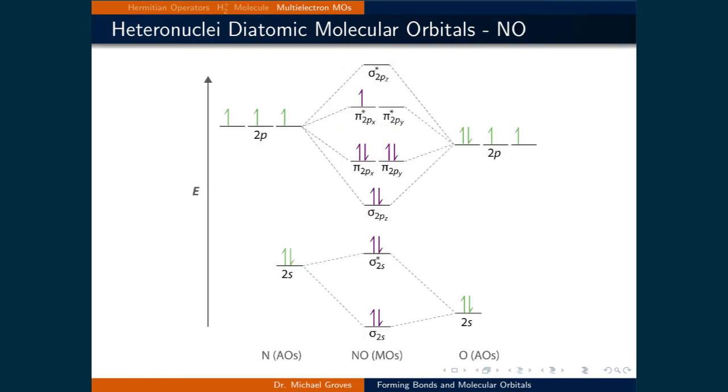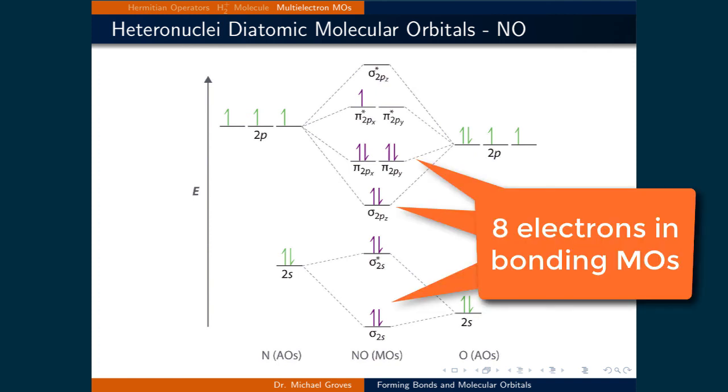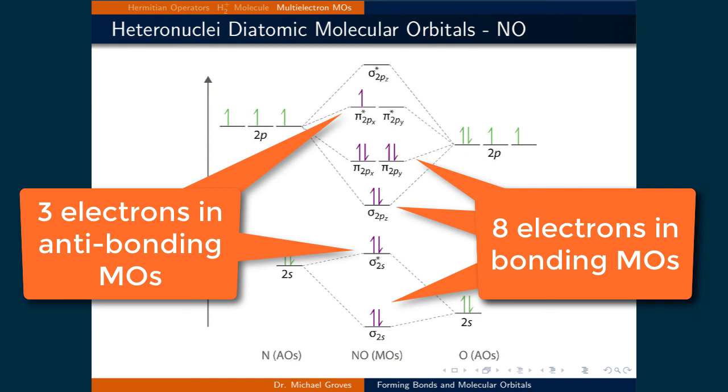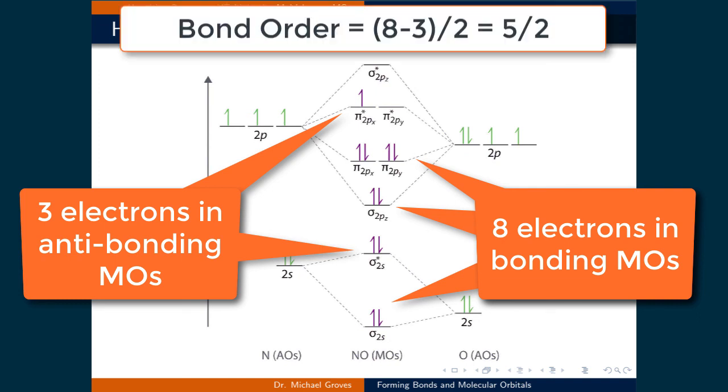One final example, we can look specifically at the molecular orbital diagram of NO. The energy of the bonding molecular orbitals for this molecule follow more closely the atomic orbitals of the more electronegative atom, in this case being the oxygen. The energy of the antibonding molecular orbitals follows more closely the atomic orbitals of the less electronegative atom, in this case, nitrogen. We can also determine a bond order from this molecular orbital diagram. There are 8 electrons in bonding orbitals and 3 electrons in antibonding orbitals. This means the bond order is 5 halves, implying that the bond between the nitrogen and the oxygen is quite strong.